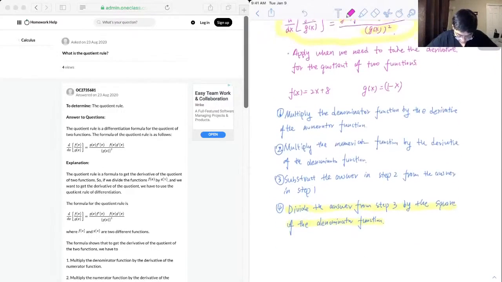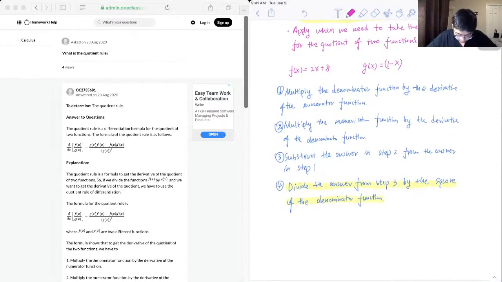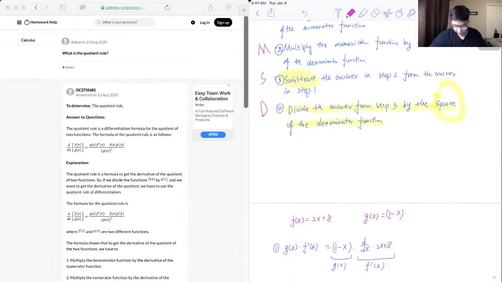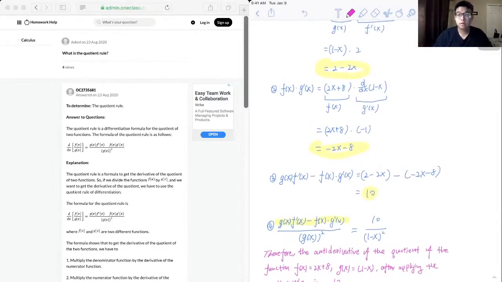So just make sure that when you're dividing at step 4, don't forget it is the square of the denominator function. And don't forget it's subtracting on the third step. So it's pretty much multiplication, subtracting, and dividing. I think that's all we have for this question.